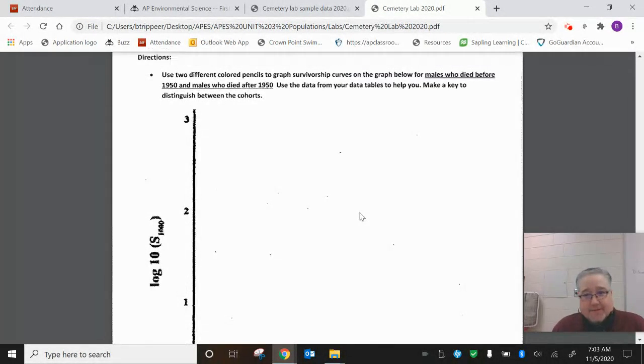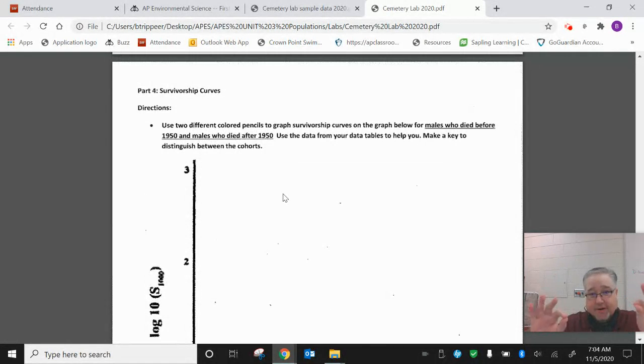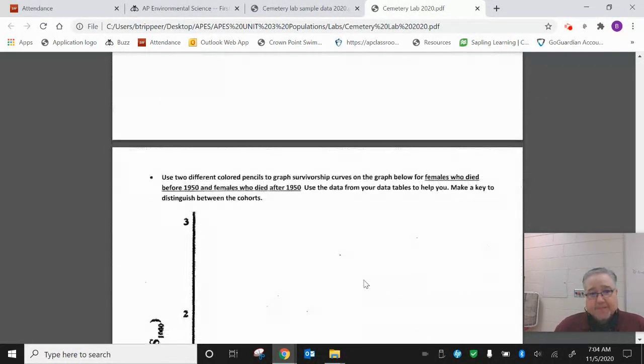Now, I think it's safe to say again that we are humans, we are K species. So our survivorship curve should probably look something like this, right? So it's going to kind of tail off at the end, right? If we were an R species, it would drop off at the beginning, right? So you're going to plot two different curves on this first graph. This is going to be your males who died before 1950 and your males who died after 1950. So you're going to have two curves here. Use two different colors. You'll make a little key that shows me which one is which, and then you'll do the same thing with the females.